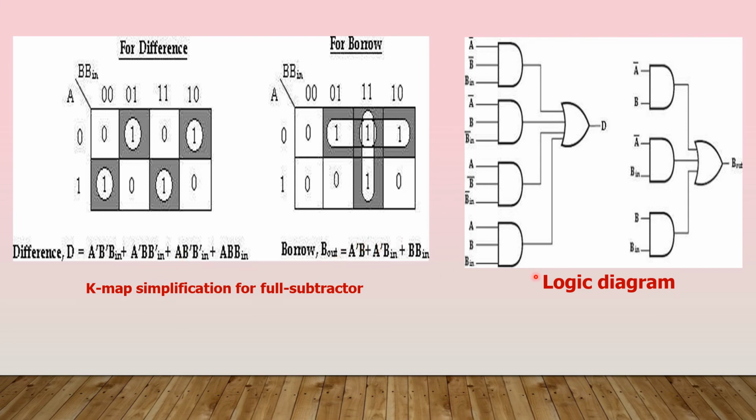Now by using the basic logic gates, we can draw the logic diagram. The first one is the difference logic diagram, and this is for borrow out. Since this difference expression has 4 min terms, we'll be using 4 AND gates here. Finally we are adding them together by using an OR gate. Similarly borrow out has 3 min terms, so we are using 3 AND gates here. Finally, all min terms are added together by using an OR gate. So this is a simple logic diagram using logic gates.